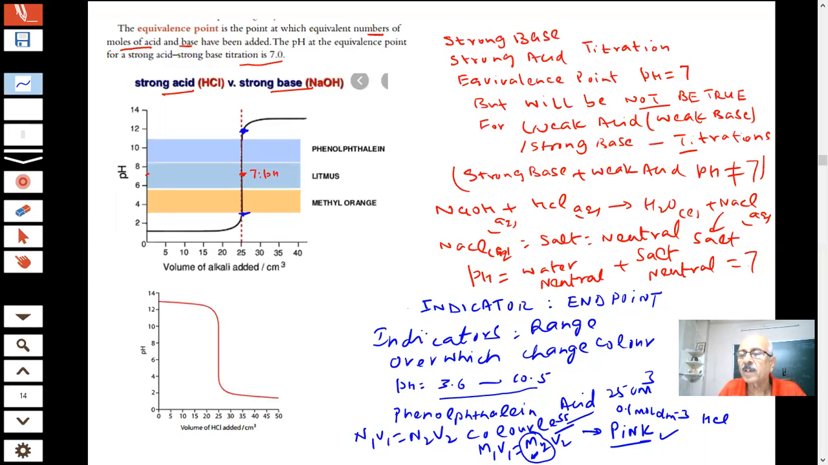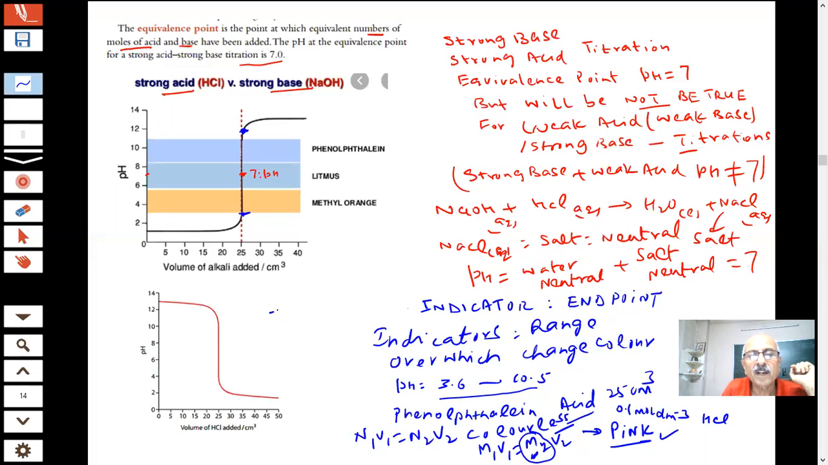Very important topic, titration curve. You know how we make the titration curve? Any doubt you can ask me. Tell me. Any doubt is there? No, sir, no doubt. Okay, now this is a reverse curve.